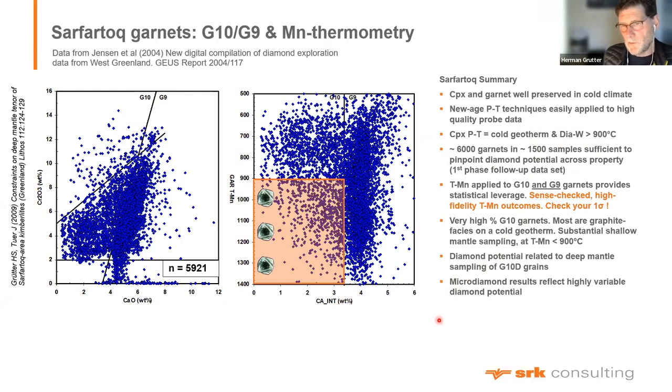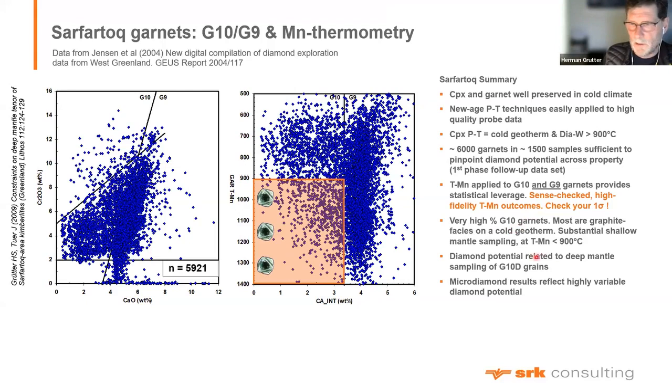Manganese thermometry applied to these G9 and G10 garnet compositions. It's the G9 garnet compositions that there are probably lots of. It's their thermometry that supports the beach ball interpretations that I showed you in the previous slides. And so that gives you the statistical leverage. It's sense checked. There are high fidelity manganese thermometry outcomes because of the low count rate signal that you can recover. Make sure that you check your one sigma error. If you don't keep that in mind, you will start mixing your signal with your noise, and you won't get these high fidelity outcomes. There's a very high proportion of G10 garnets.